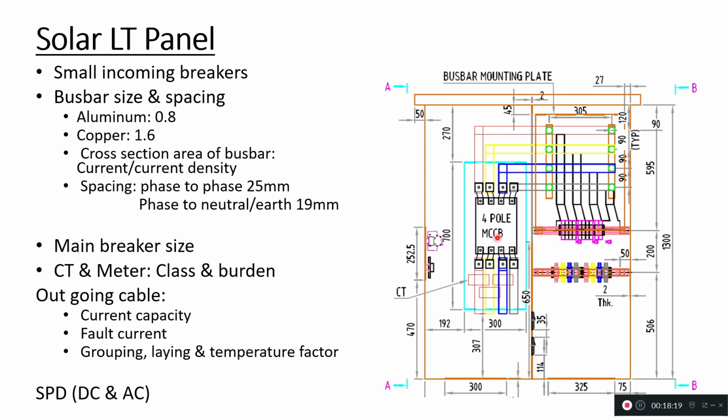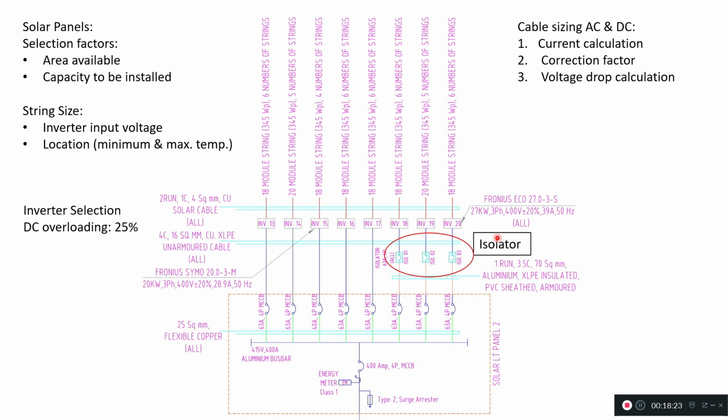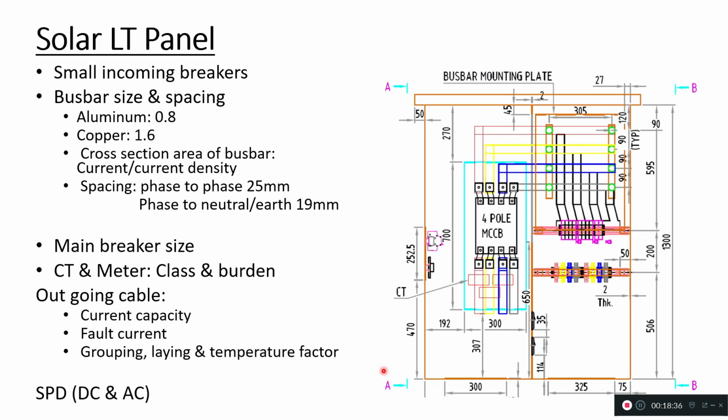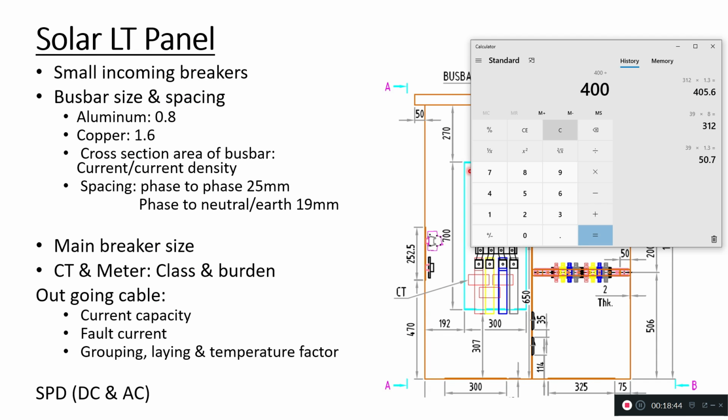For example, if we check the last SLD, you see that our current was around 400 ampere. So you will divide 400 by 0.8 in case of aluminum and 1.6 in case of copper. Here I get a cross sectional area of 500 mm square. Next step, I will refer to the standard sizes of bus bar available with my supplier or in the market.